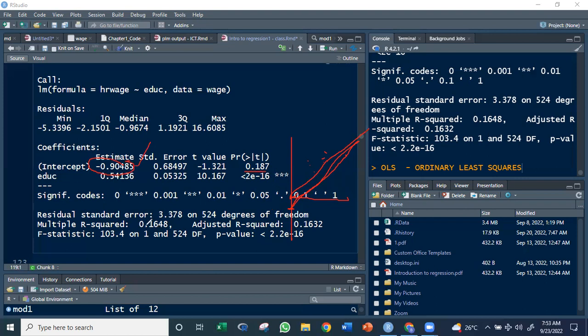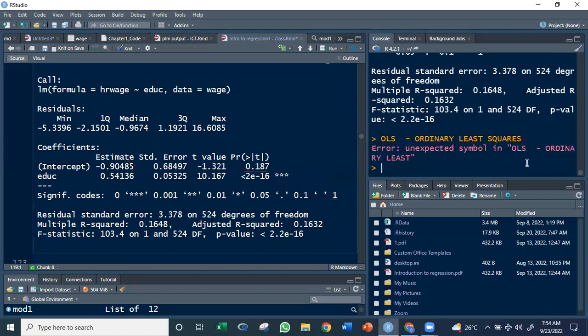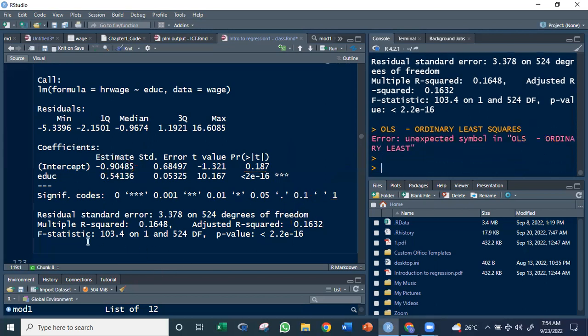Okay, and what's important to see here is that the adjusted R squared is 16.32, the overall goodness of fit. Let me first clear everything. Right. So I don't think I have discussed this with you.